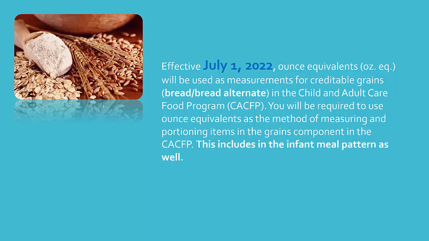Effective July 1st, 2022, ounce equivalents will be used as measurements for credible grains and bread alternates in the Child and Adult Care Food Program. You will be required to use ounce equivalents as the method of measuring and portioning items in the grains components in the CACFP. This includes the infant meal pattern as well.